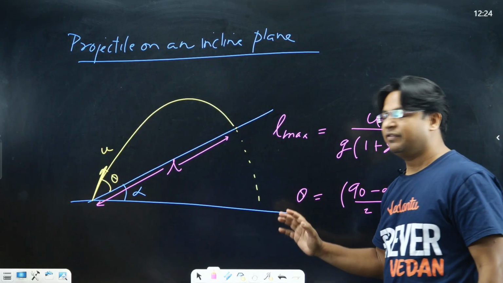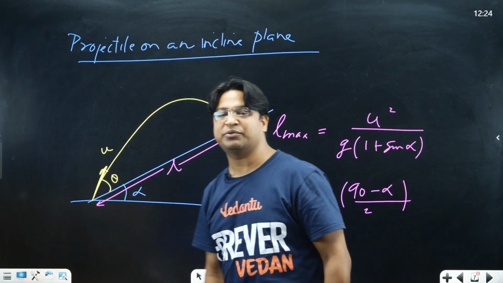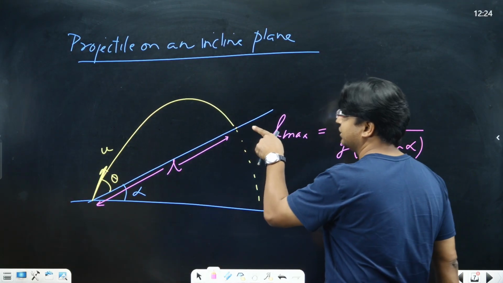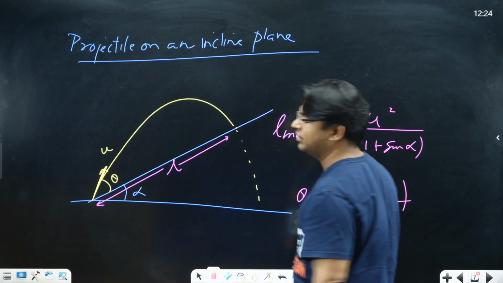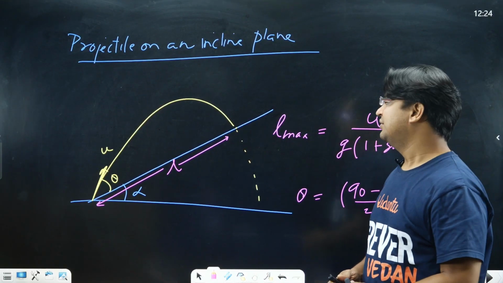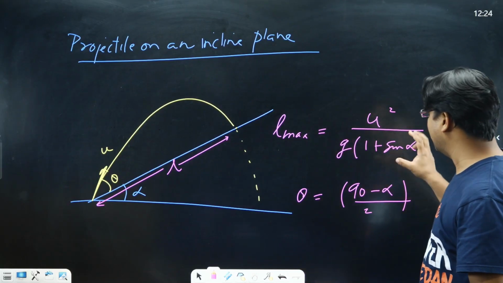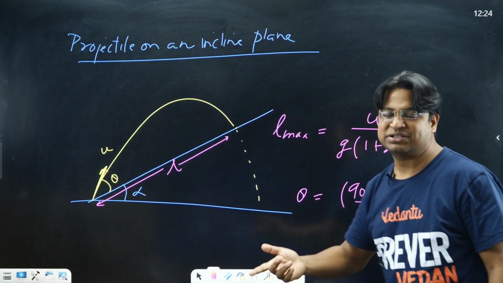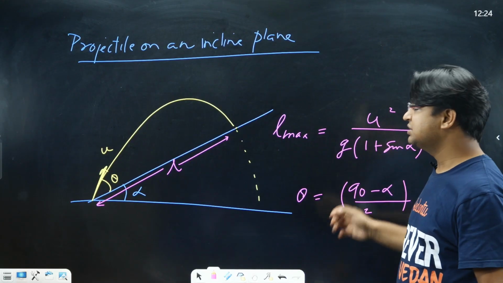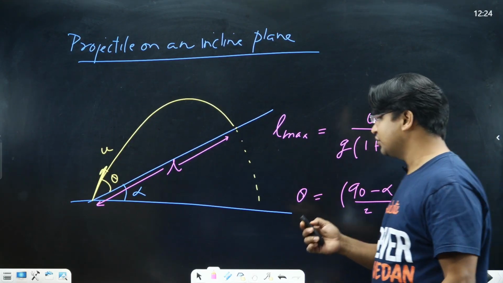And in case we are talking about down-the-incline projection, like if you are projecting from the top of the incline and you have to get a maximum range, then you simply replace alpha by minus alpha in these results and you will get the other case. So what I'm talking about is this.